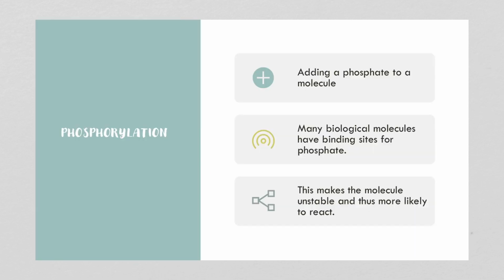Another term we should be familiar with is phosphorylation. That's when you're adding a phosphate group to a molecule. Lots of biological molecules have a binding site for phosphate. When a molecule gets an extra phosphate, it makes it unstable and thus more likely to react. So when something gets phosphorylated, it's primed to react, to do something.